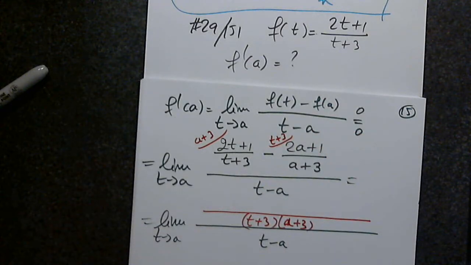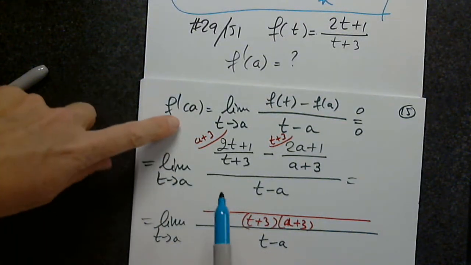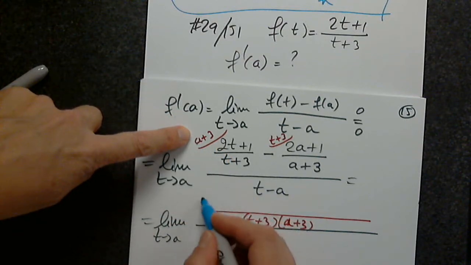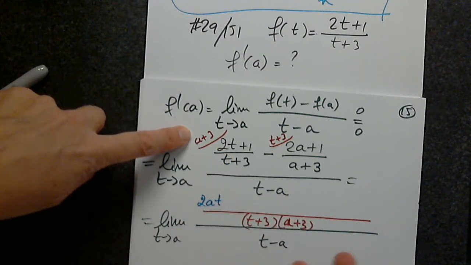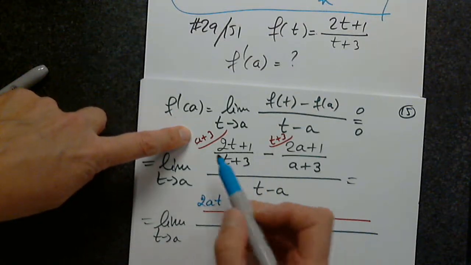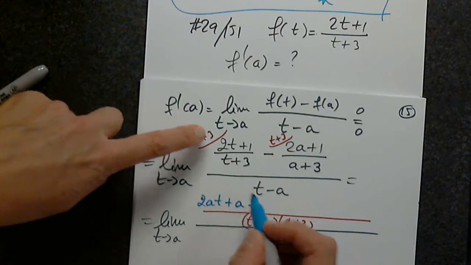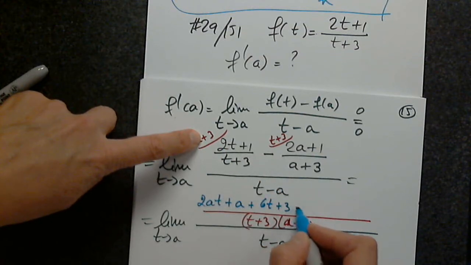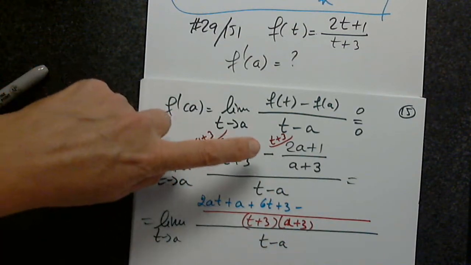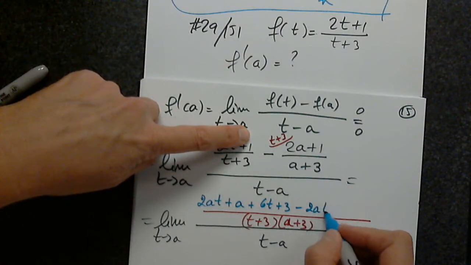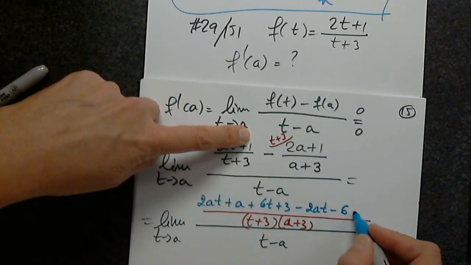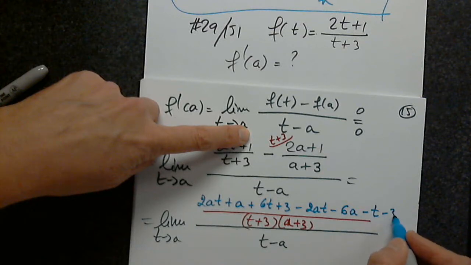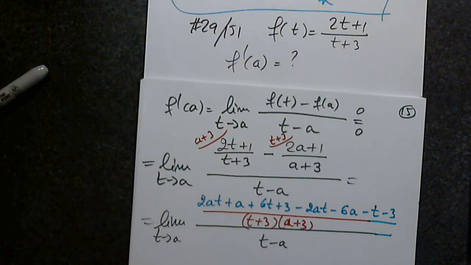Now what? Carefully multiply a by 2t. You know what's going to happen. I'm going to run out of room. So a times 1 plus 6t plus 3 minus, maybe not, there are only 4 more terms, minus 2at minus 6a minus t minus 3. Oh, okay. Just one time I did not run out. What has to happen now?